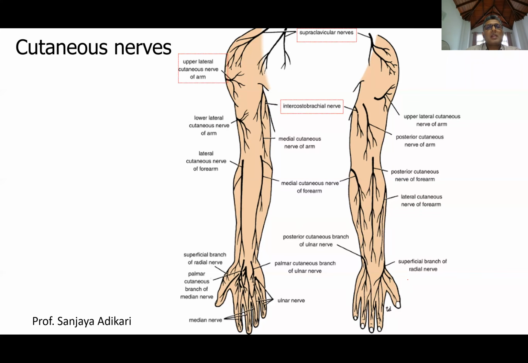Your upper lateral cutaneous nerve of the arm is this one, which is the branch of the axillary nerve, which supplies the skin over the lower half of the deltoid, which is affected in axillary nerve damage. Then the skin over the upper half of the deltoid, as I said before, is supplied by the supraclavicular nerves, which are branches from the cervical plexus, with C4. This is C5.